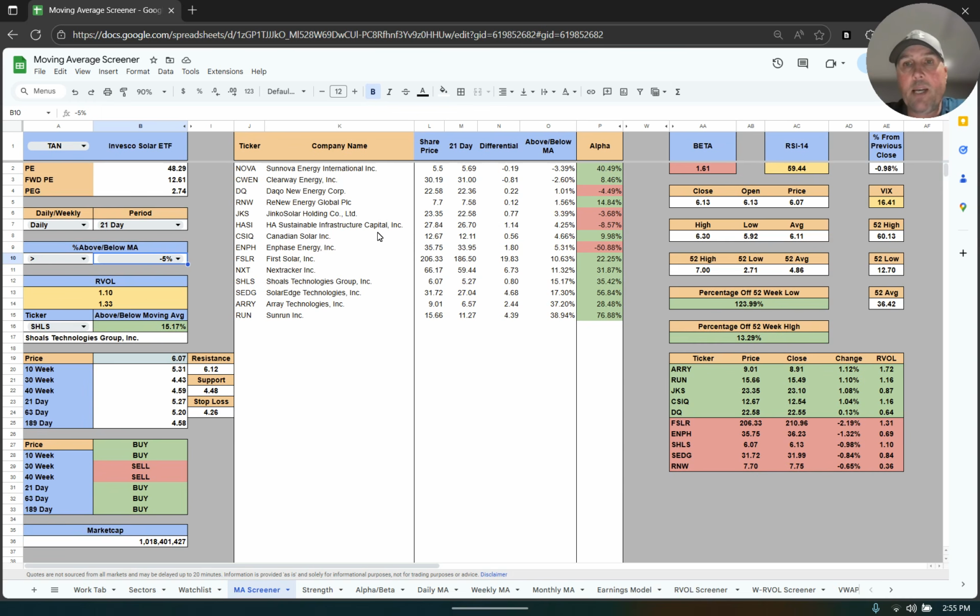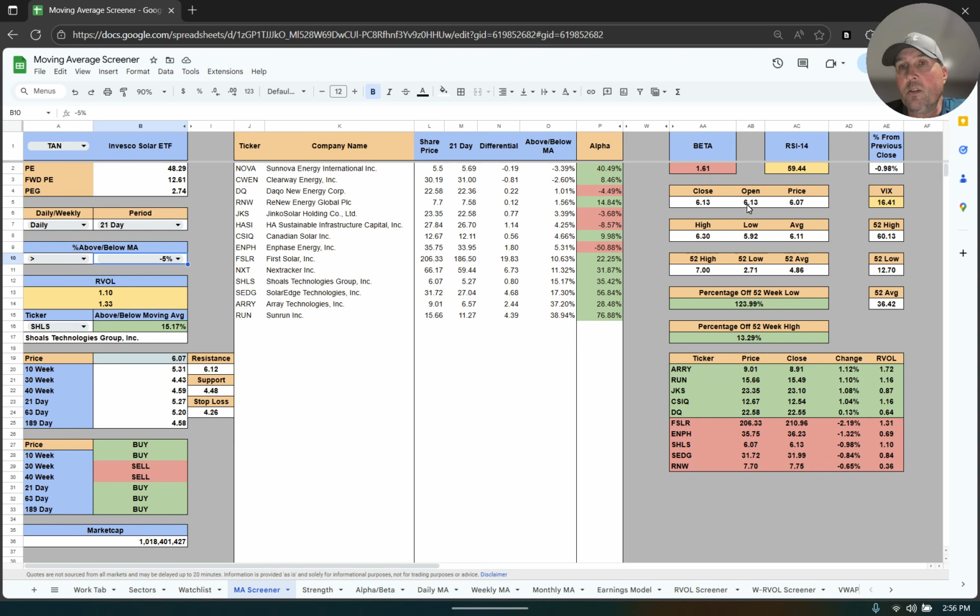So I look for stocks with high alpha, low beta. Typically, if you want to take on less risk, you want higher alpha, lower beta. This is the beta of the stock we're looking at. This is the RSI of the stock we're looking at. This is the percentage from its previous close.